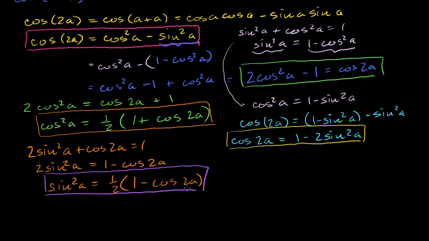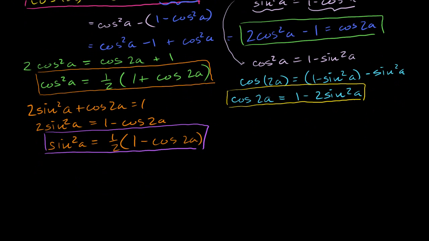And this is interesting. It's always interesting to look at the symmetry. Cosine squared and sine squared are identical, except you have a plus cosine of 2a for the cosine squared, and you have a minus cosine of 2a for the sine squared. So we've already found a lot of interesting things. Let's see if we can do anything for the sine of 2a.